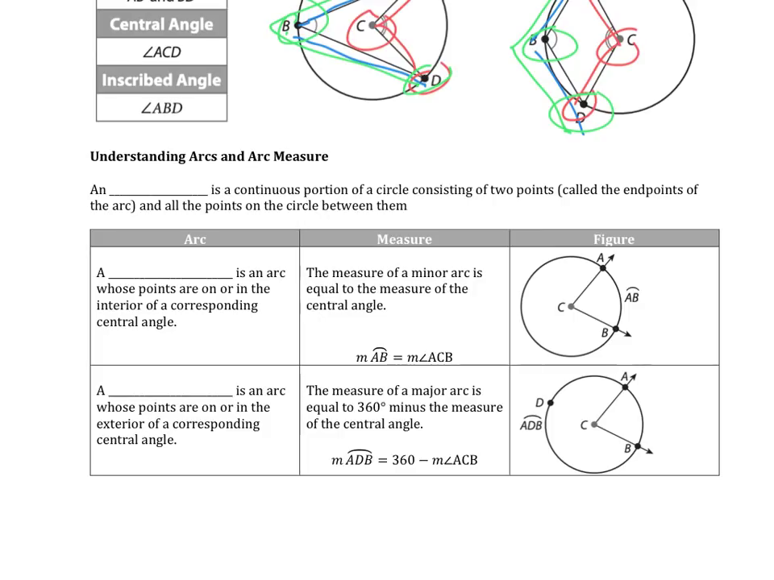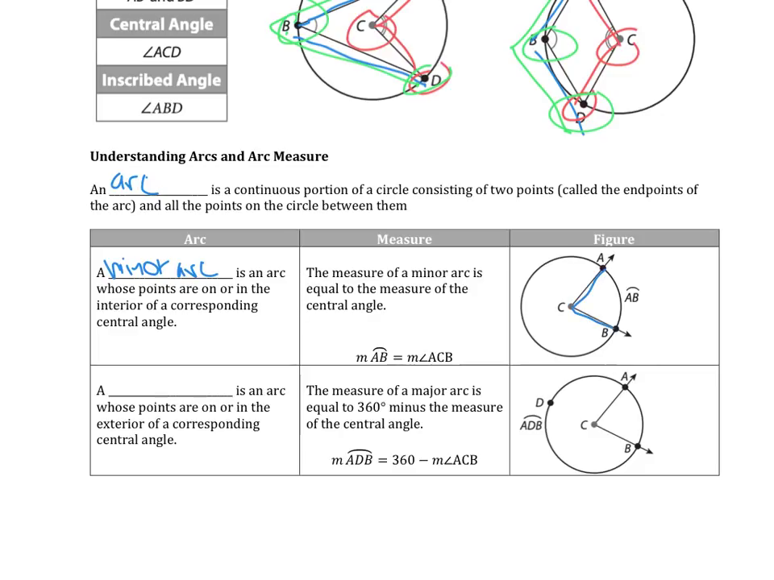All right, understanding arc and arc measure. So an arc is a continuous portion of a circle consisting of 2 points called the endpoints of the arc and all the points on the circle between them. So a minor arc is an arc whose points are on or in the interior of a corresponding central angle. So the measure of a minor arc is equal to the measure of the central angle.